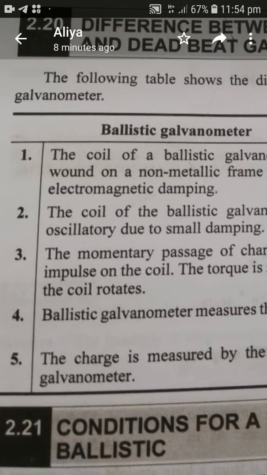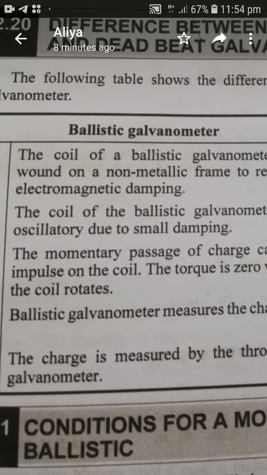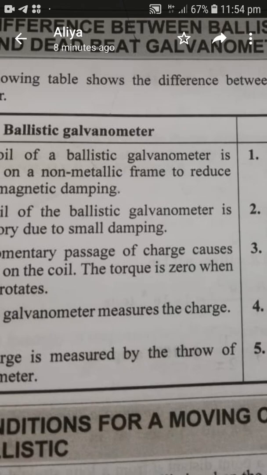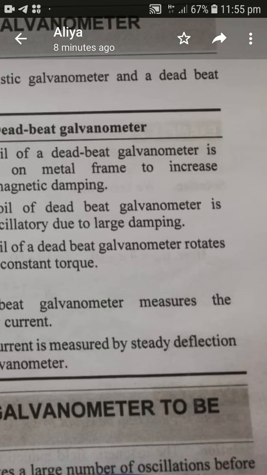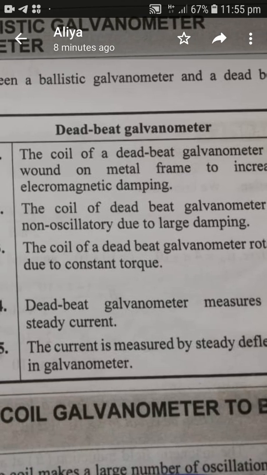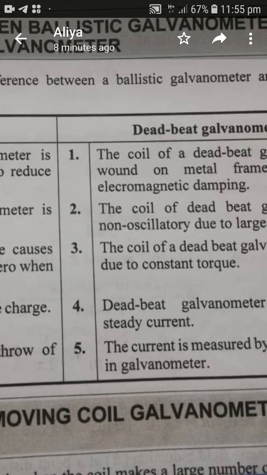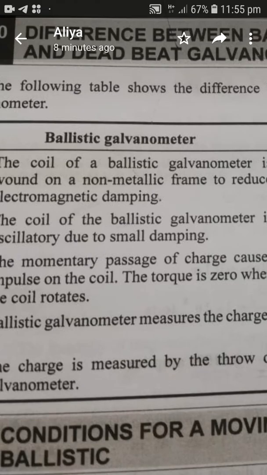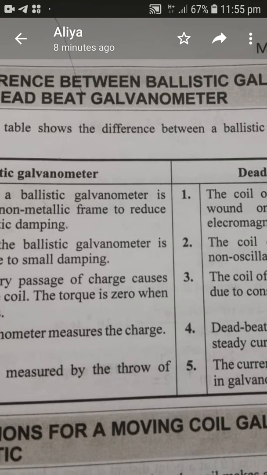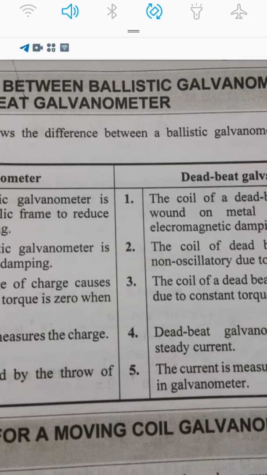Now the last point. Here, charge is measured by the throw of the galvanometer, whereas in the deadbeat galvanometer the current is measured by steady deflection. In the deadbeat we measure current, whereas in the ballistic we measure charge. This is about the differences between the ballistic galvanometer and the deadbeat galvanometer. We discussed what a moving coil galvanometer is, and what ballistic and deadbeat galvanometers are.